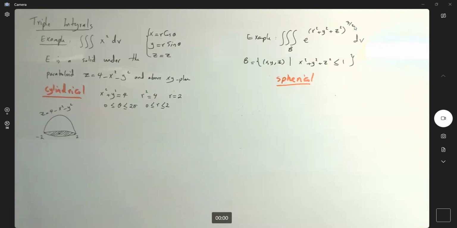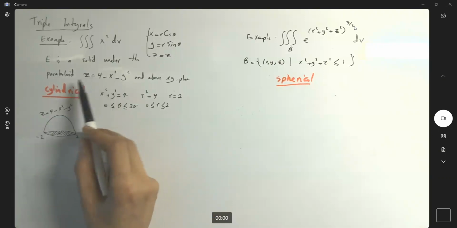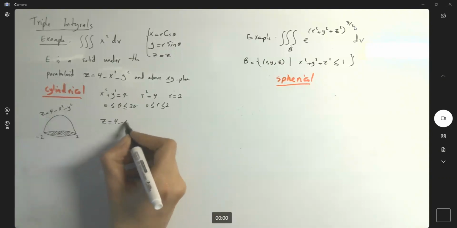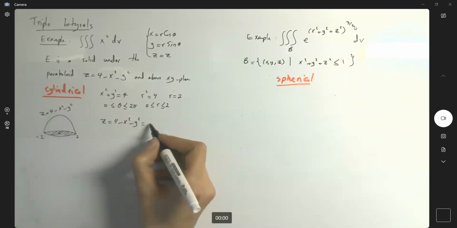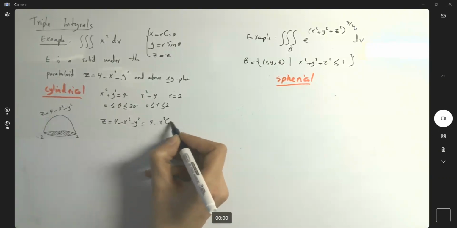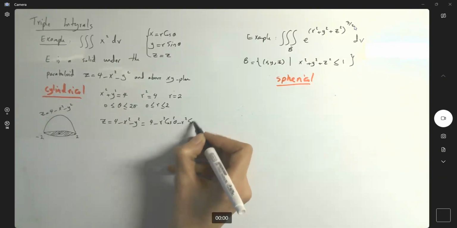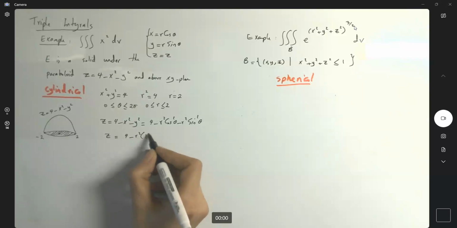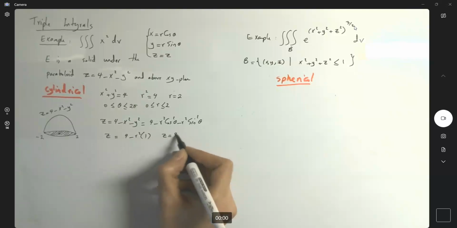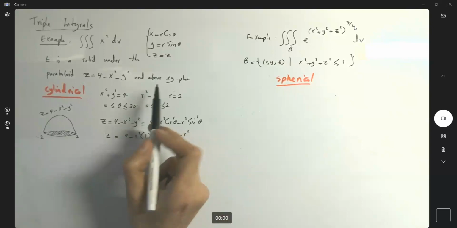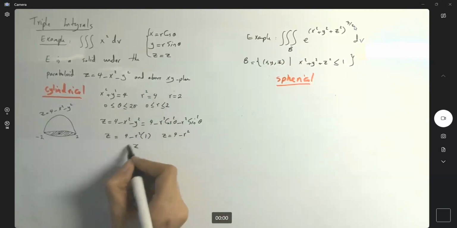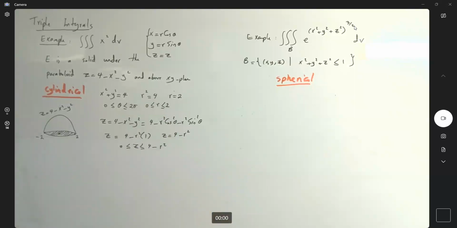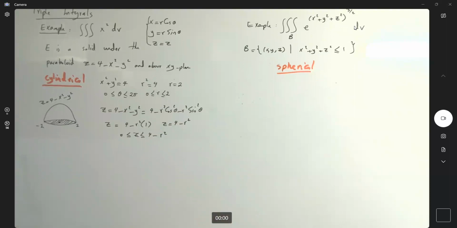So what about my z? Can I convert my z into r and theta? Of course. My z is equal to 4 minus x squared minus y squared, which is equal to 4 minus r squared cosine squared theta minus r squared sine squared theta, so z is just 4 minus r squared. But it says above the xy plane, that's why z is bounded between 0 and 4 minus r squared. Very good. So let us do the computation.